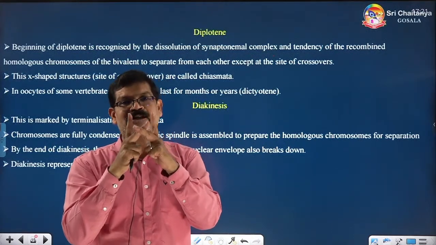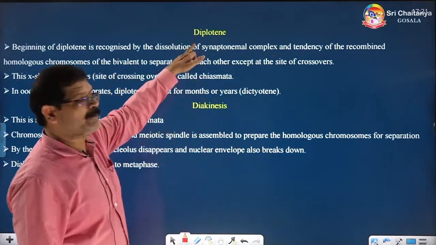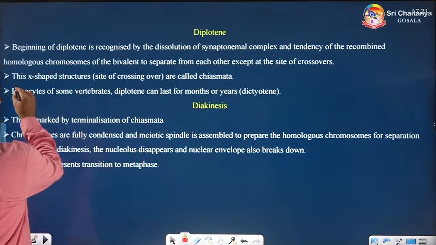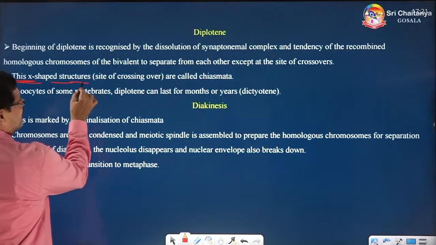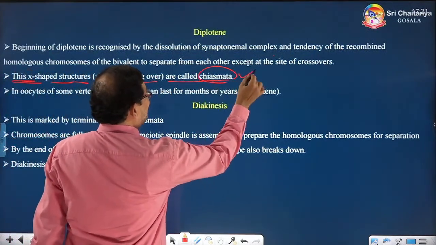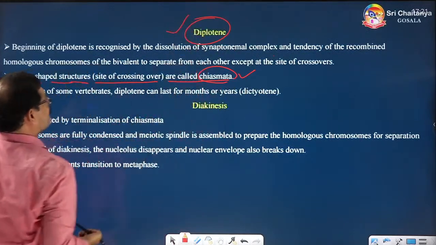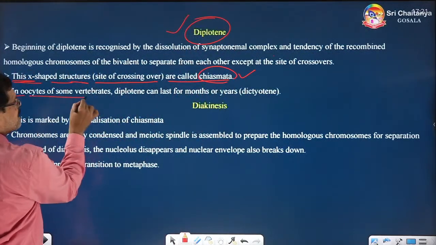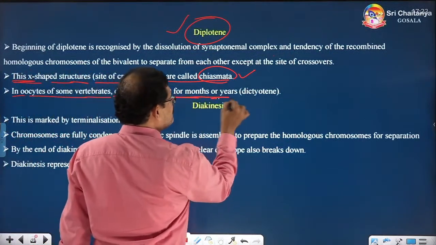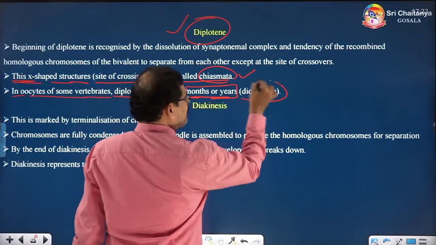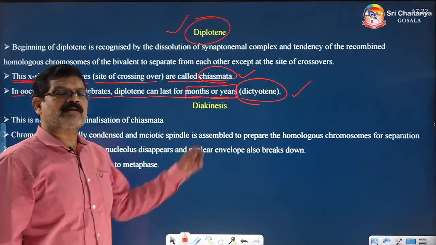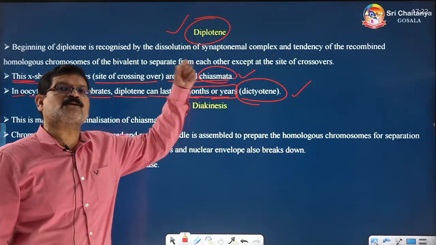Chiasmata appearance will be seen in which stage? Diplotene stage. That is what is given here. You can check it. The X-shaped structure, the sites of crossing over, is called chiasmata. Chiasmata can be observed in the diplotene stage. In oocytes of some vertebrates, the diplotene stage will be lasting for months to years. That's why the stage is called the dictyotene stage. It will be lasting for a few months to years.